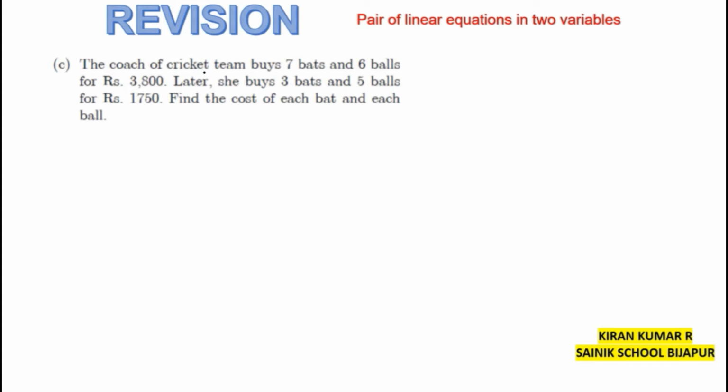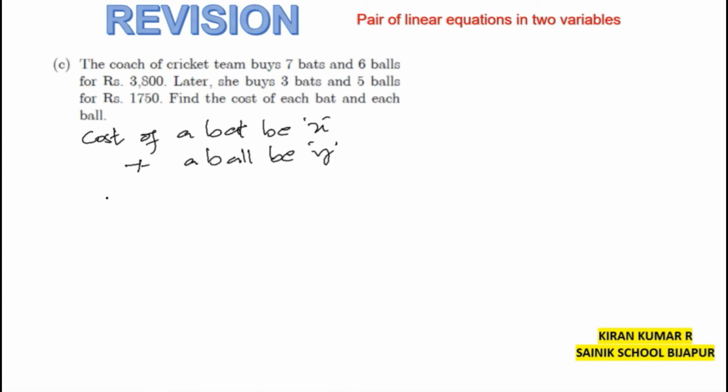The coach of a cricket team buys 7 bats and 6 balls for rupees 3,800. Later, she buys 3 bats and 5 balls for 1,750. Find the cost of each bat and each ball. Let me consider the cost of one bat to be x and a ball to be y.